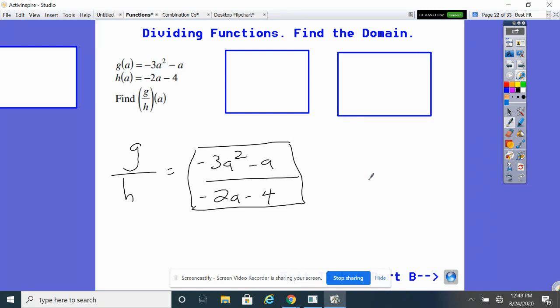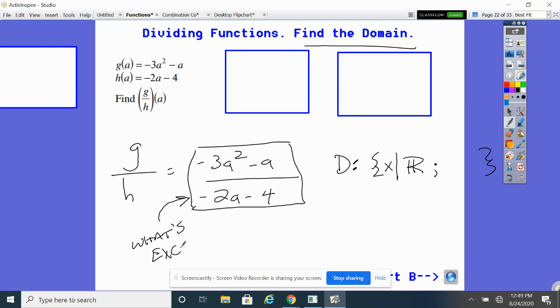Now, as far as domain and range, I'm sorry, we don't even really want to worry about the range when we divide. We more so want to worry about the domain. So that's usually going to be what they ask you to do. The domain is going to be x such that it's going to be all real numbers, except we got to figure out, usually in the domain when you're dividing, what can you not have? What's excluded? And the exclusionary stuff is going to come from the denominator.